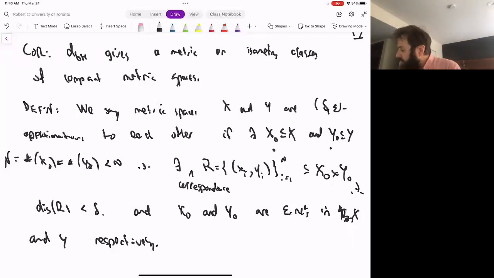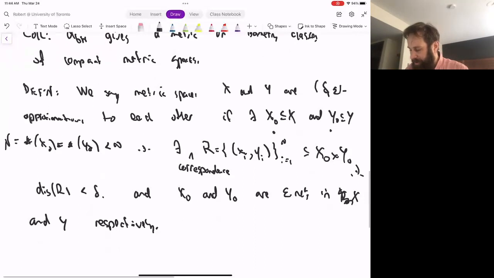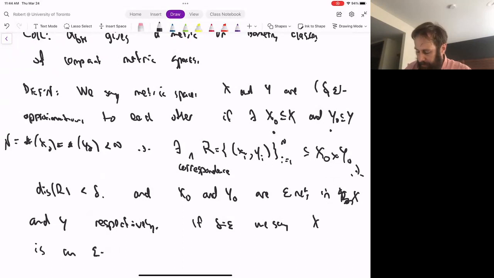And the utility of this definition is that, oh yes, and then there's one more little thing. If you can take delta equals epsilon, then I'm going to drop the brackets. So if delta equals epsilon, we say X is an epsilon approximation of Y.